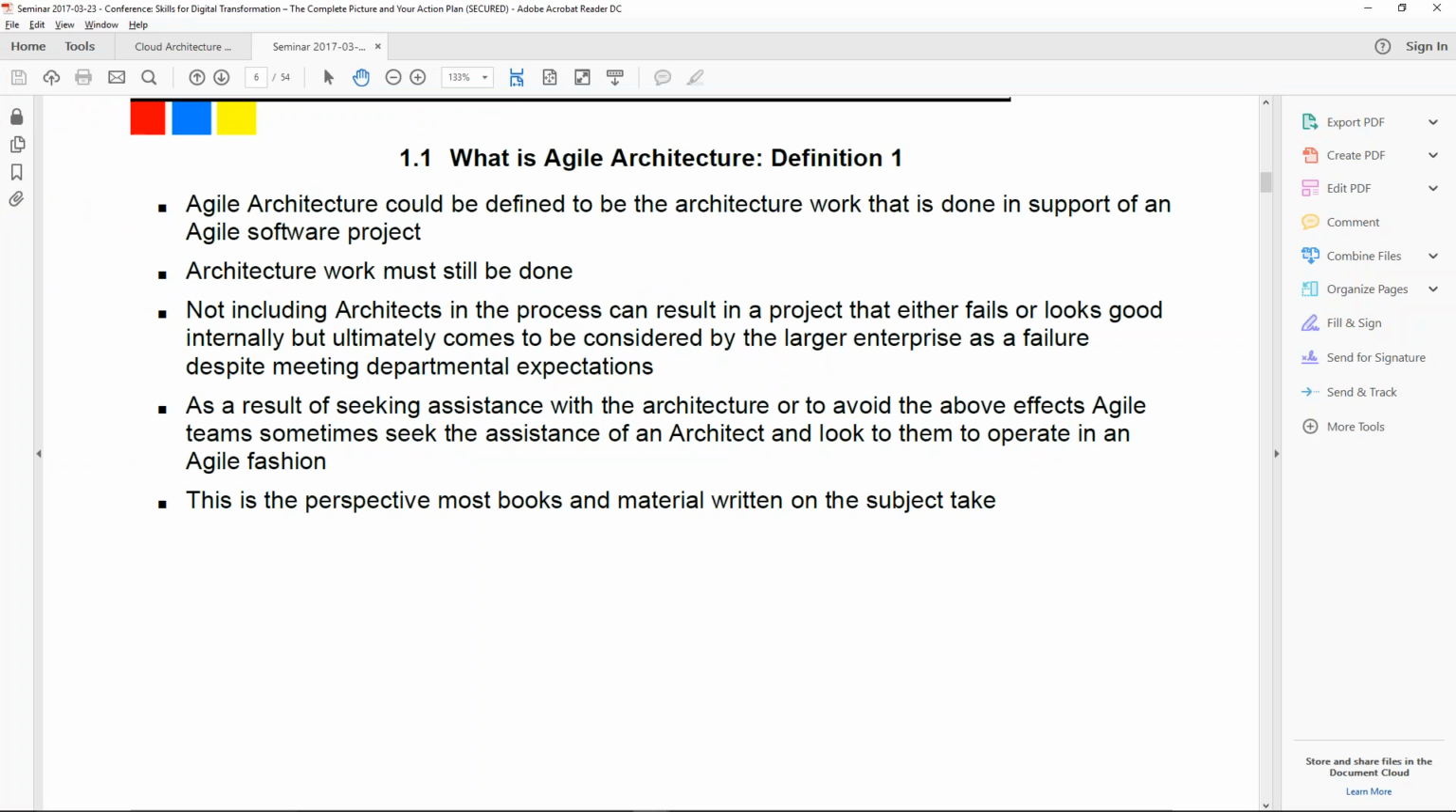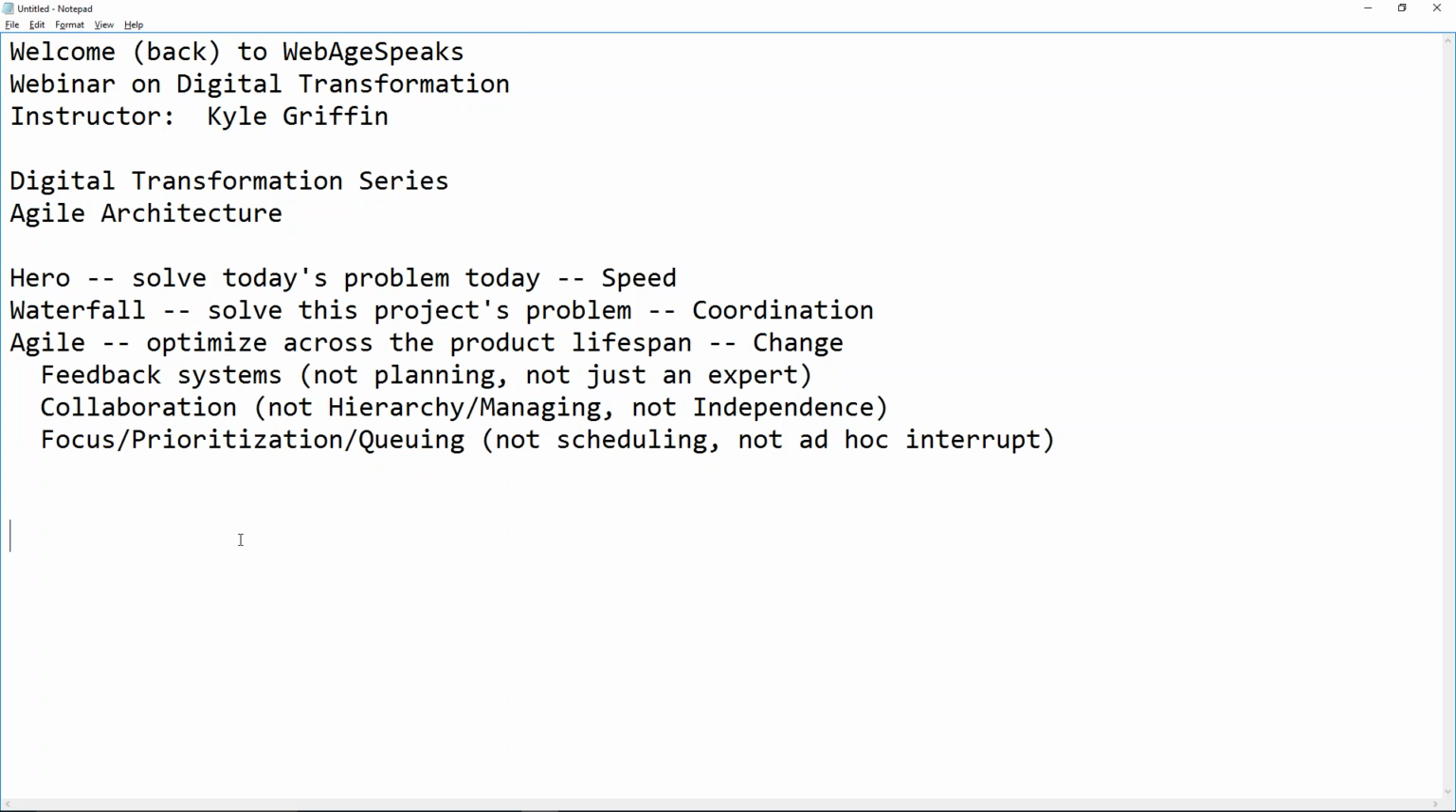Okay. Agile architecture, what do we mean? Well, architecture work done in support of an Agile project. The question is, how much architecture should still be done? And how much in the way of design choices?